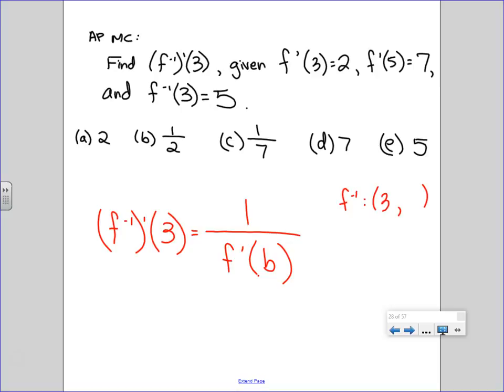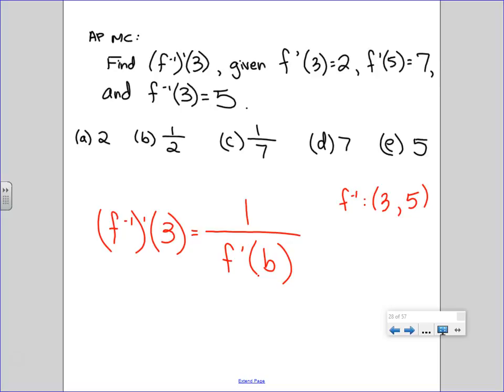3. What point did they give us? What x, y did they give us? They had to give us a y or else we can't do it. F inverse of x is y, right? F of x is y, so f inverse of x is a y value. So when x is 3, y is 5. Look, they gave me a and b. I don't have to do anything but know how to plug it in.